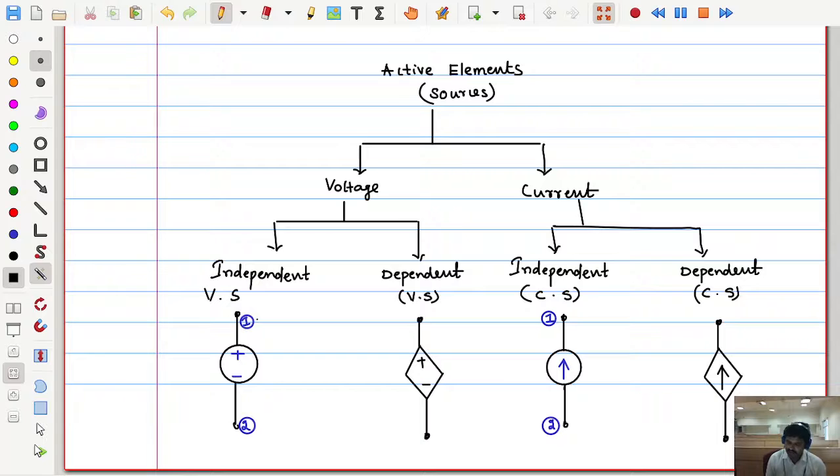Okay. In the next class we talk about the detailed discussion of these active elements, which are voltage and current sources, in which we see the terminal characteristics of these four sources. Especially independent sources we deal with a lot. Then the dependent sources' further classification will be there. So dependent voltage source and dependent current source can be further classified.